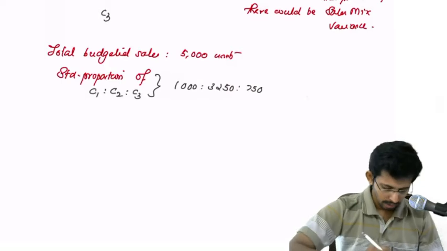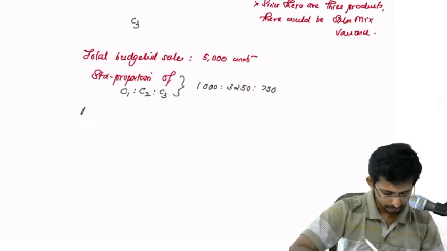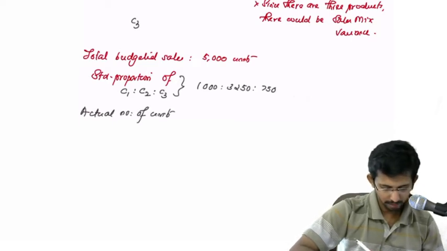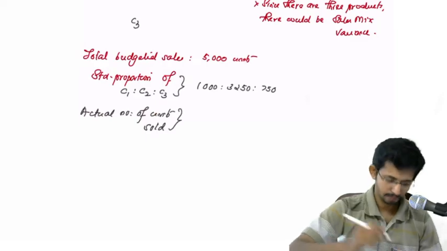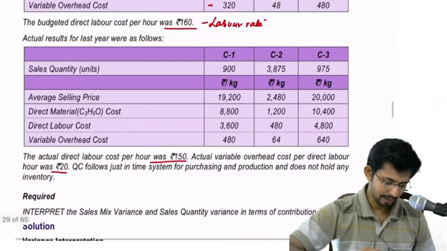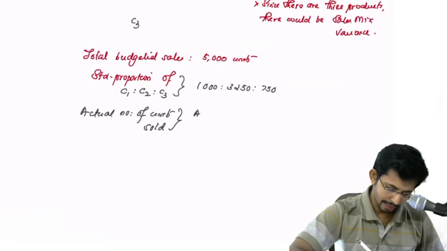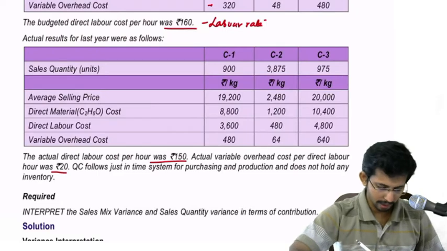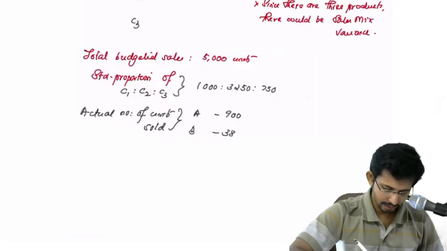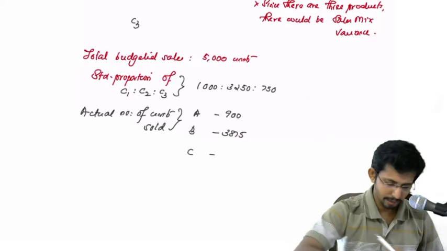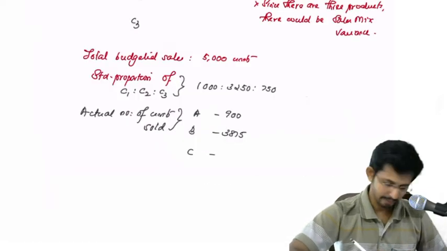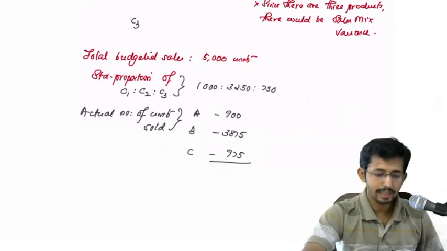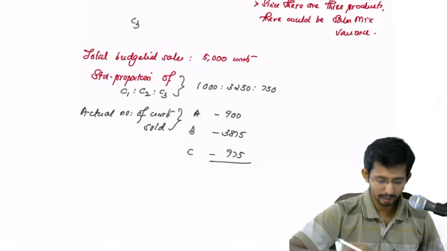Now, what is the actual number of units sold? We have sold A, how many units? 900. And B, how many units were sold? 3875. And C, how many units we sold? 975. So what is the total? 900 plus 3875 plus 975. It comes to 5750.